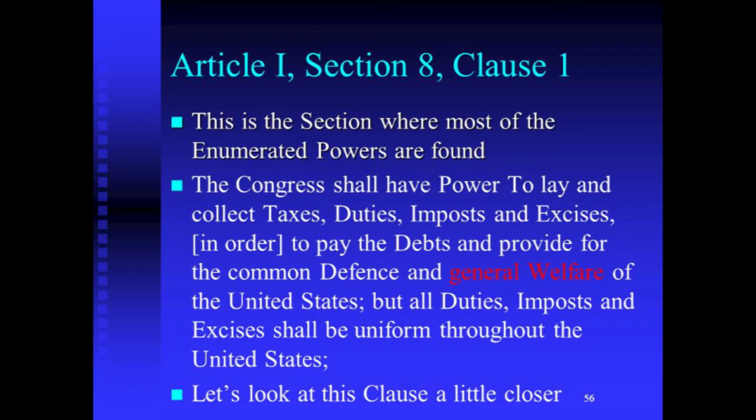But they can collect these taxes to pay the debts and provide for the common defense and general welfare of the United States. But all duties, imposts, and excises shall be uniform throughout the United States. Let's go back and parse this, look at it a little bit closer. The Congress can lay taxes, collect taxes for what purpose? The purpose is to pay the debts and provide for the common defense and general welfare. Now, a lot of people think this clause, general welfare, here is a very broad authority. Nothing could be further from the truth.